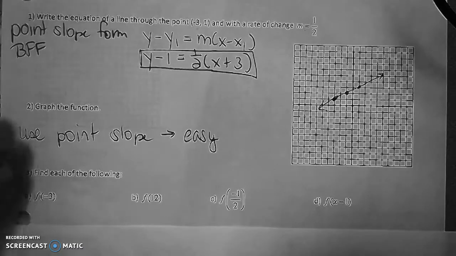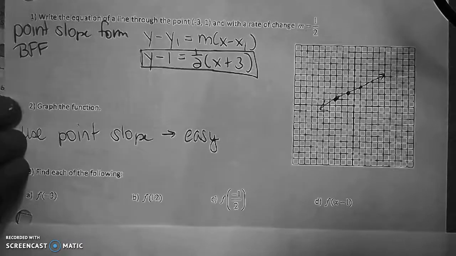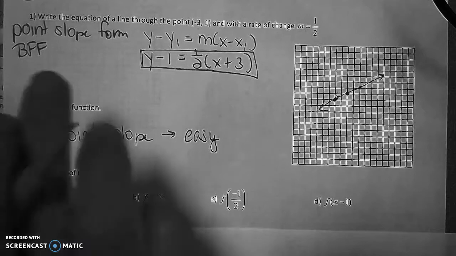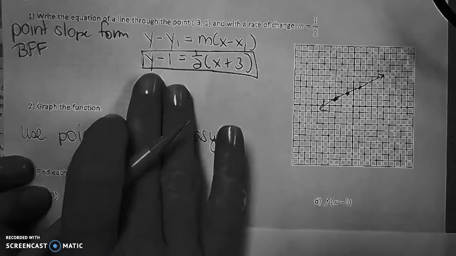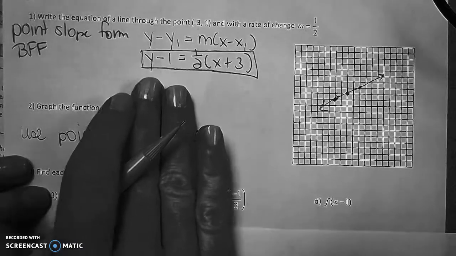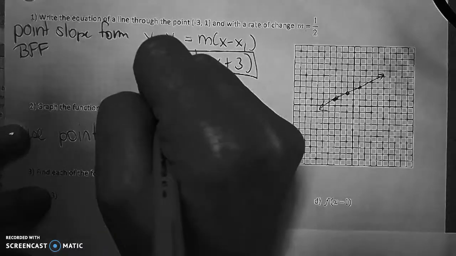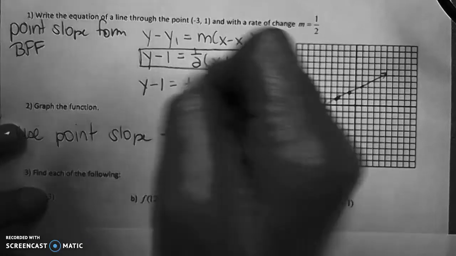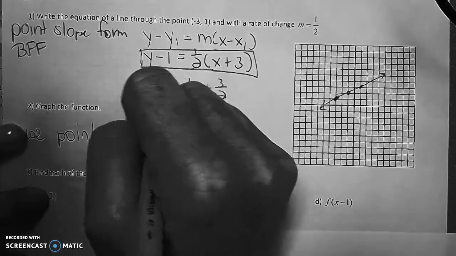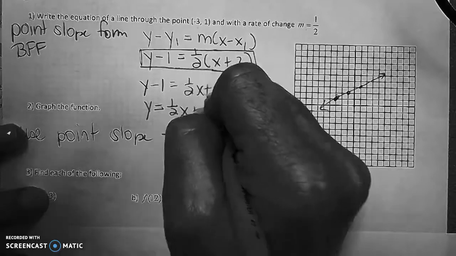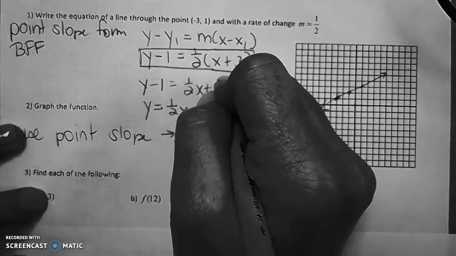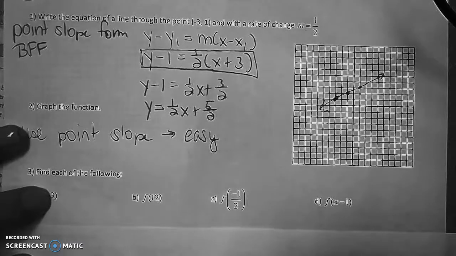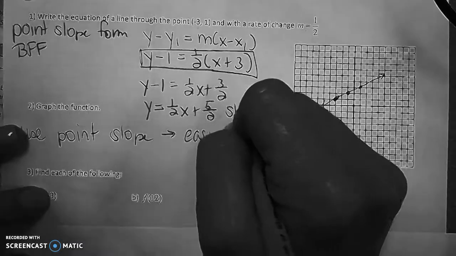Since you are used to slope intercept form, I'm also going to write this equation in slope intercept form as well. To get to slope intercept form, I can simply solve for y in point slope form. I'm going to distribute the 1/2 x plus 3/2, and solve for y. 3/2 plus 1 is 5/2. Do not use a calculator to do that. And that is slope intercept form.